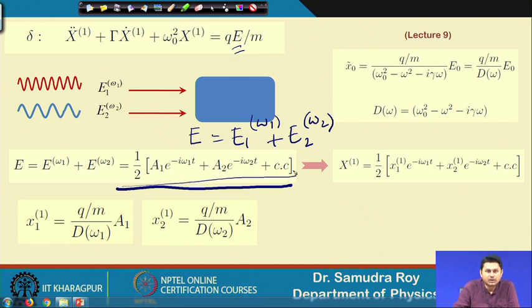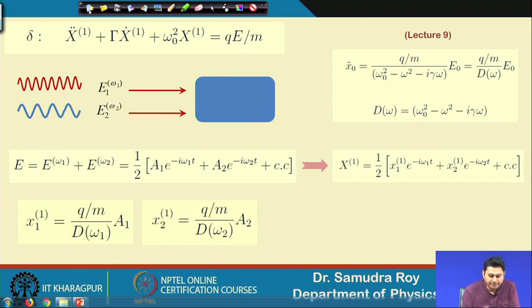This total electric field has amplitude parts A1 and A2, which correspond to the frequencies omega 1 and omega 2, and the corresponding complex conjugates. So what happens if I launch the electric field with two different frequencies? I should have the solution in a similar way to the previous case. My solution here is now not a single x, but two x's corresponding to two different frequencies.